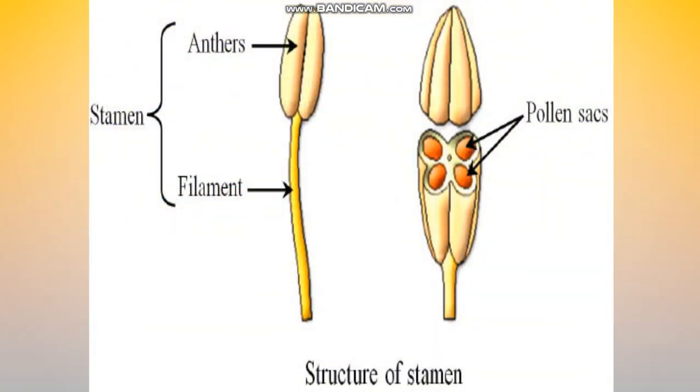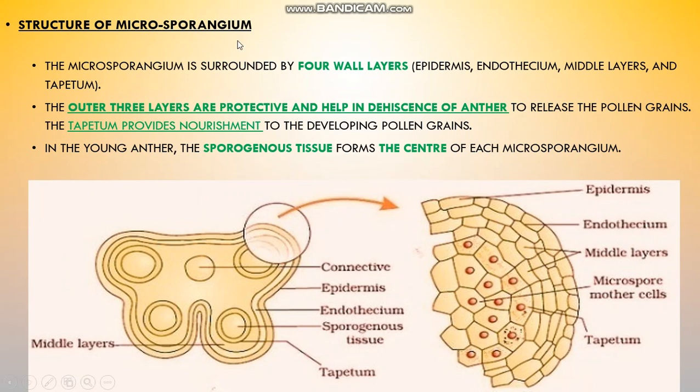Now we'll study about the structure of microsporangium. So this is a single microsporangium. The first diagram is the diagram of transverse section of mature, or you can say young anther. So a mature anther, as we studied, is bilobed and it consists of 2 microsporangia in each lobe. Total 4 microsporangia at 4 corners, and the 2 lobes are connected with each other by means of a tissue known as connective.